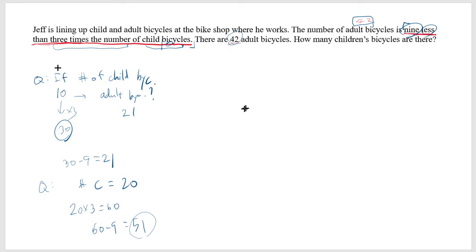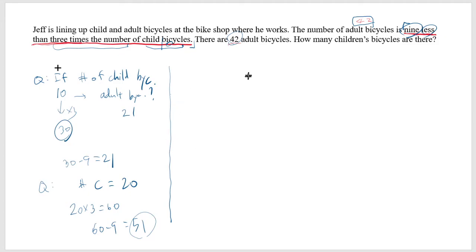So it seems the number of child bicycles should be somewhere between 10 and 20, because if it's 10, then you have 21 adult bicycles, and when you have 20 child bicycles, it's 51, which is over 42. This is under 42, right? So you have an idea that the answer should be somewhere between 10 and 20. And this is pretty important because later on, when you actually write an equation to solve it, you want to check whether it is correct. If it's not correct, then you have made some mistake somewhere, okay?